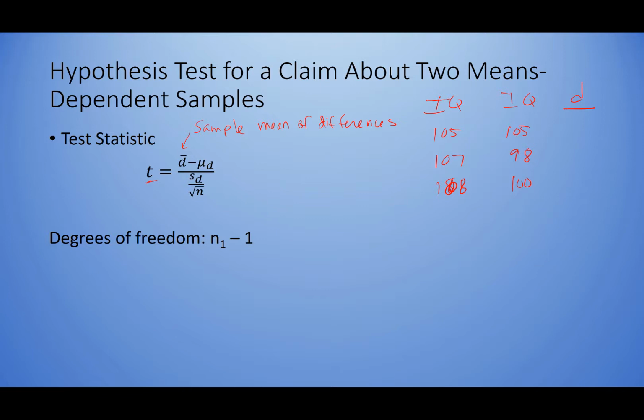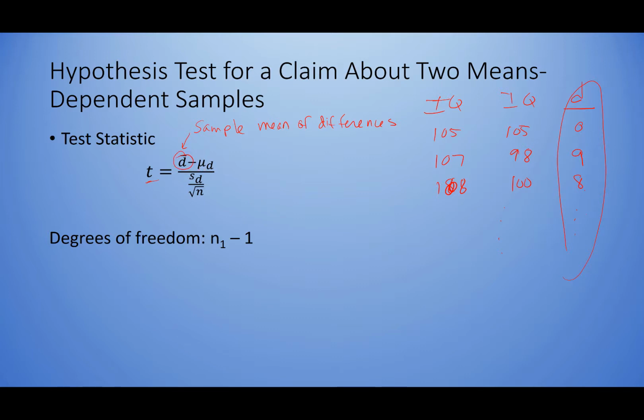So in this case, our first difference would be a 0, our next difference would be a 9, our next difference would be an 8, and we would continue to do this for all of them. So we would get this column of differences over here. And then we would find the mean of our differences, and that's the value that would go here.